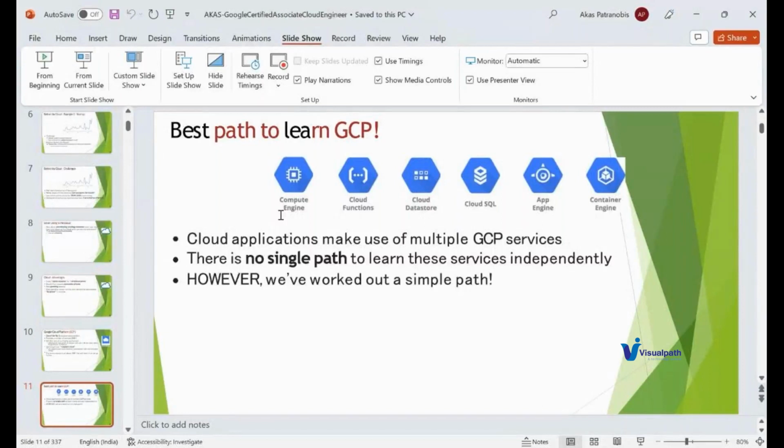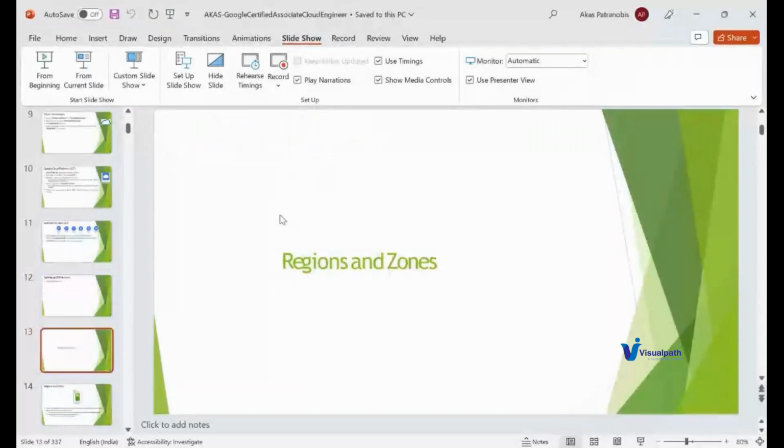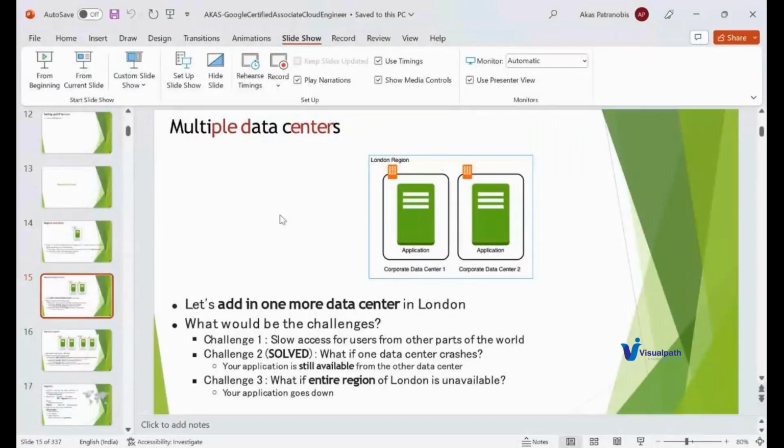So just a heads up. And then GCP creating an account, I already spoke about. If anyone is facing any trouble, please do let me know. I'll help you with that. And then I was talking about regions and zones. So we all know now what a region is, and then what a zone is.